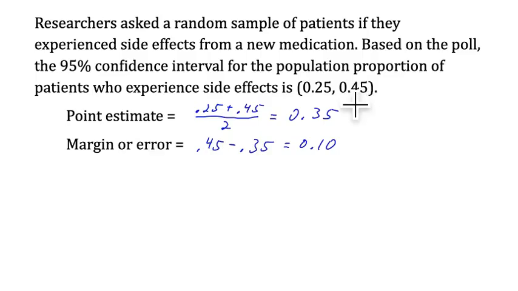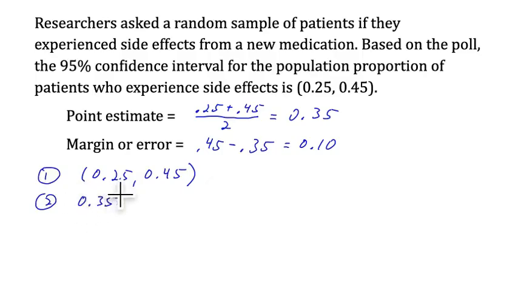Now, this is one way to write the confidence interval. So let's make a list of different ways to write this confidence interval. So this is telling us that the true proportion is somewhere in between 0.25 and 0.45. We can also use the point estimate and the margin of error to write the interval as 0.35, the point estimate, plus or minus the margin of error.